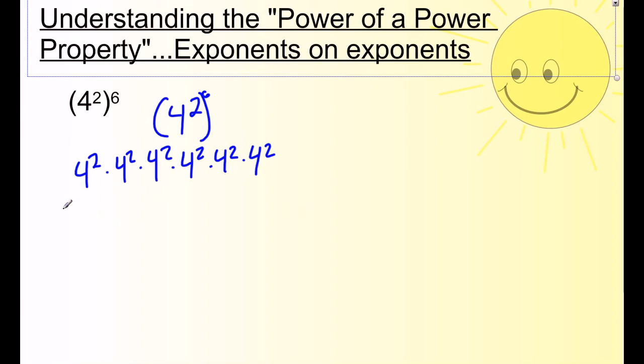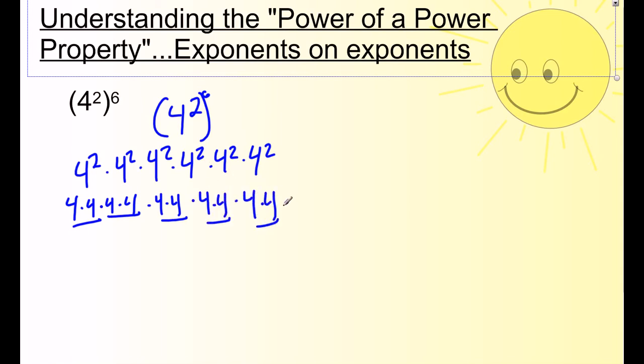If I would write this out even farther, there's going to be a whole bunch of these guys. 4 times 4 times 4 times 4. There's the first one. And the second one. 4 times 4. Third one. 4 times 4. Fourth one. 4 times 4. Fifth one. 4 times 4. Sixth one. But this line, after we've completely expanded this out, we just have 12 4s. 2, 4, 6, 8, 10, 12. 4 to the 12th power.